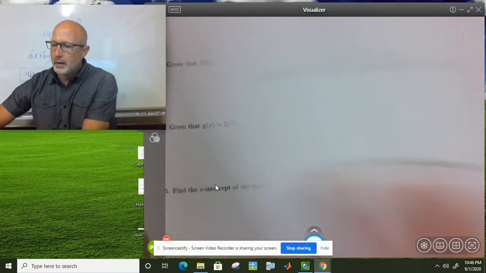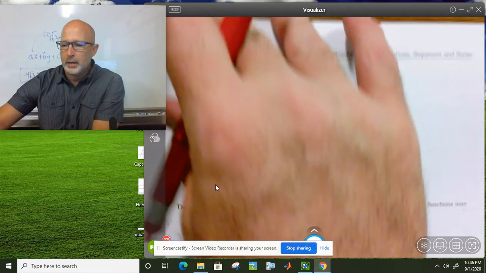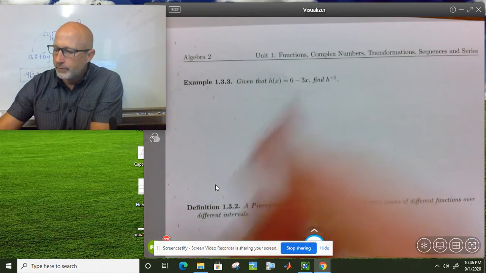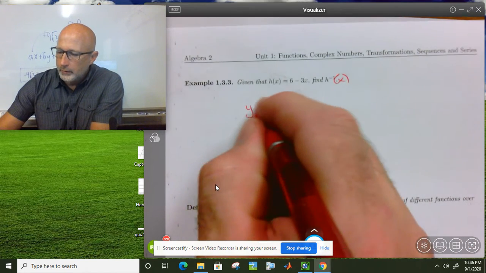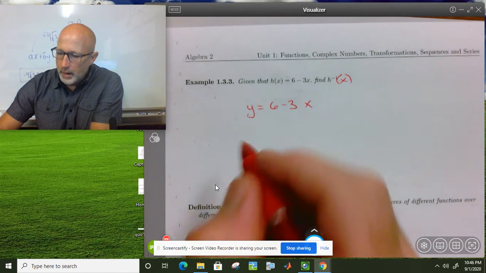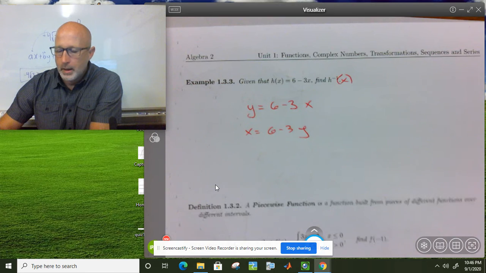Okay, next page. We'll do one more example of these, and then we're going to get into what a piecewise function is. So if I find h inverse of x, y is equal to 6 minus 3x. Switch the x and the y, and then solve for y.